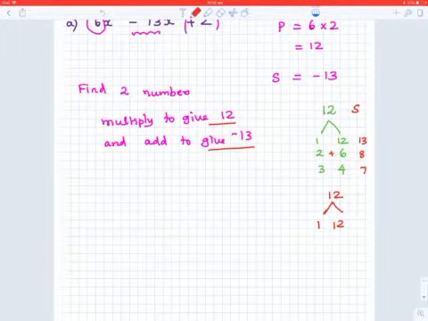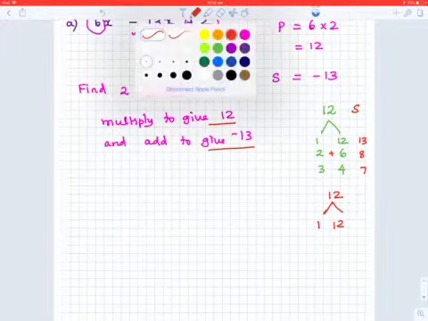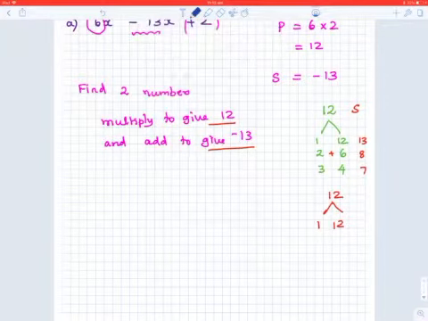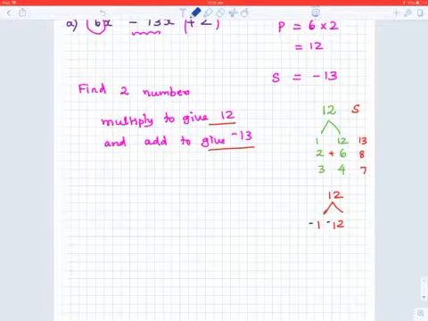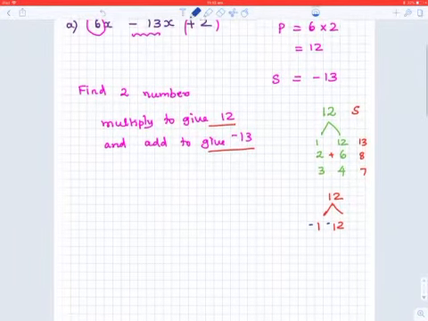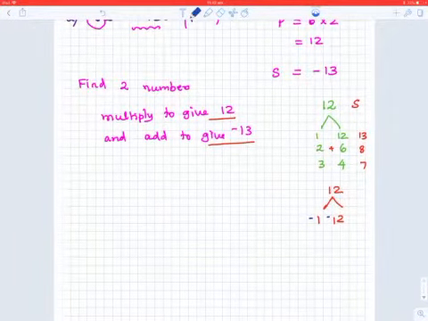But because the product is positive and the sum is negative, both numbers have to have the sign of minus. Okay, so this is the pair I'm going to choose.